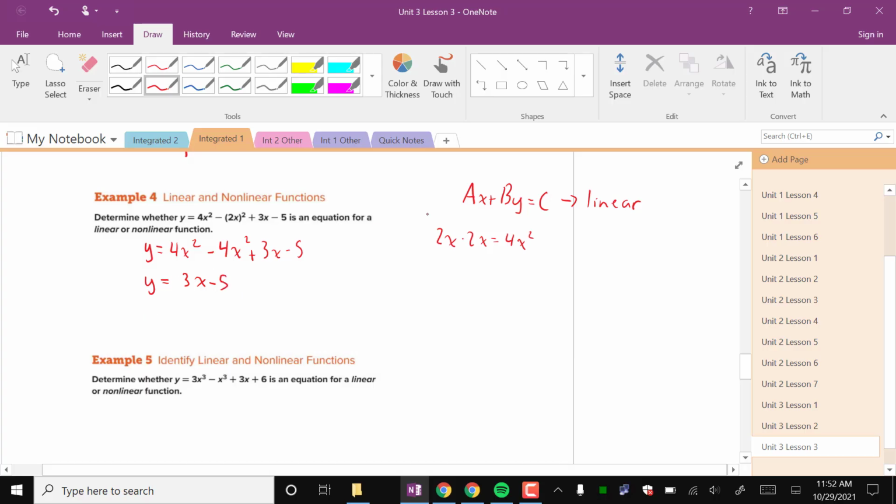Now what I want to do is try to get it into this form of ax plus by equals c. To get it in this form, I'm going to move this over to the other side. So I'm going to subtract 3x from both sides. That gives me negative 3x plus y equals negative 5. So that is of that form, because a equals negative 3, b equals 1, and c equals negative 5. So this would be a linear function.